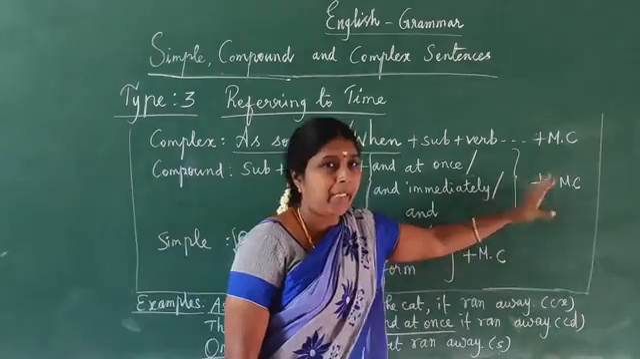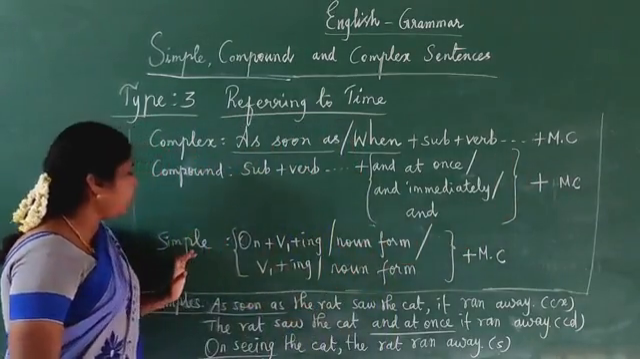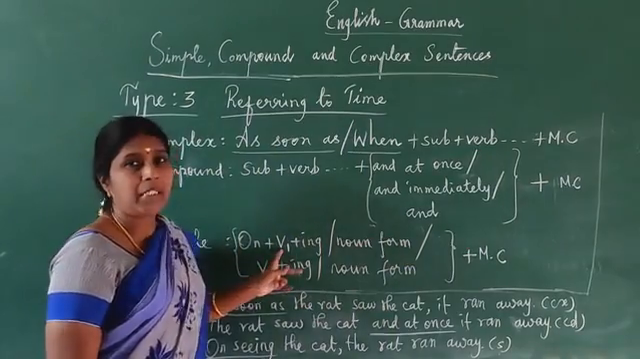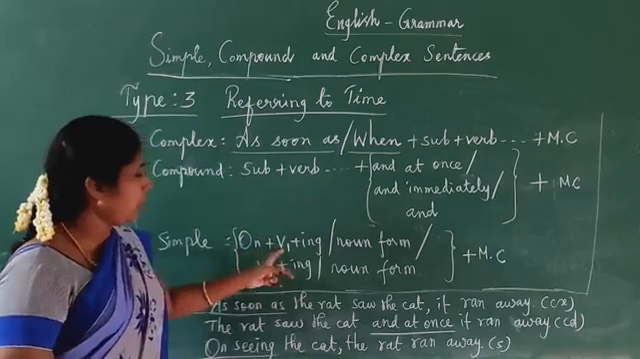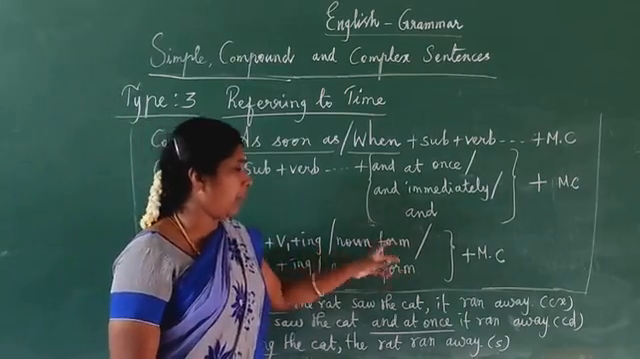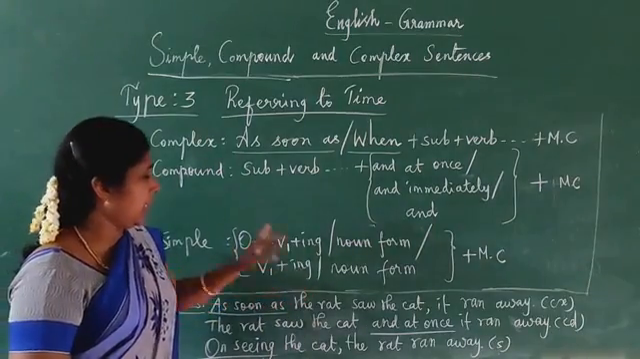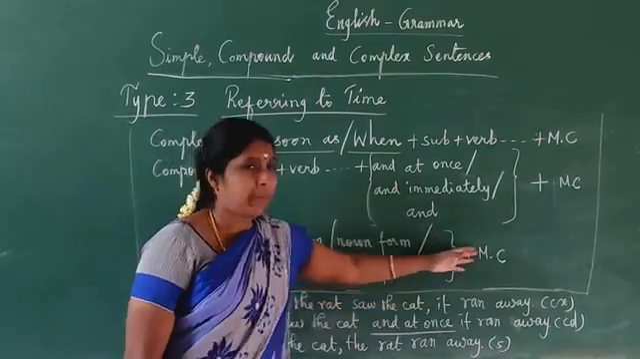Next, for simple: on plus verb 1 plus ing. Verb 1 means the present form. So on plus verb 1 plus ing or noun form, or simply we can begin with the ing form, that is verb 1 plus ing or noun form, plus the main clause.